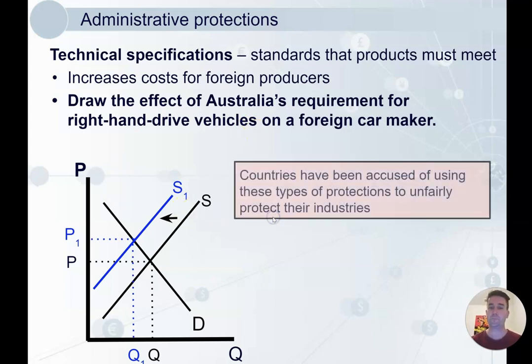Right now, countries have been accused of using these types of protections, these quarantine rules and technical specifications. They've been accused of using these to unfairly protect their industry, so to be almost punitive on foreign manufacturers to actually protect their local industries. So they have been weaponized to an extent, but our main focus will be on tariffs and subsidies as forms of trade protection.